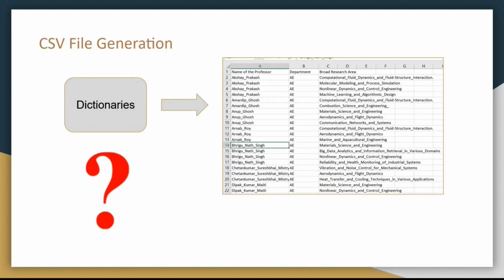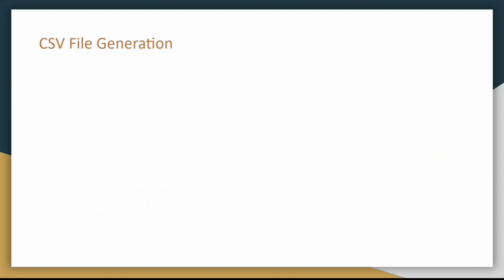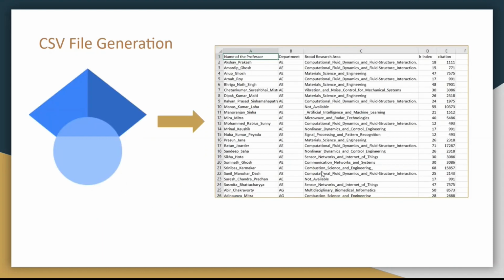In addition to this, we also want to include the information about H-index and citation of the professors. Hence, our next task is to acquire them. For that, we use Google Scholar and fill the H-index and citations manually for the 390 professors. After doing this, our final CSV file looks like this, with the addition of 2 more columns: H-index and citation.